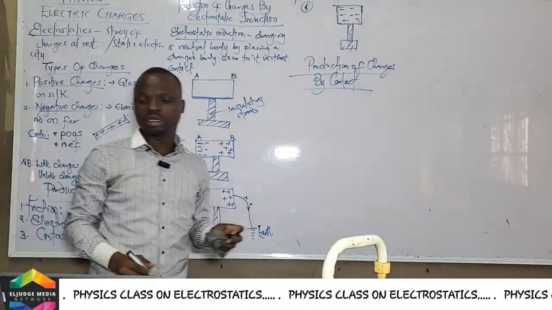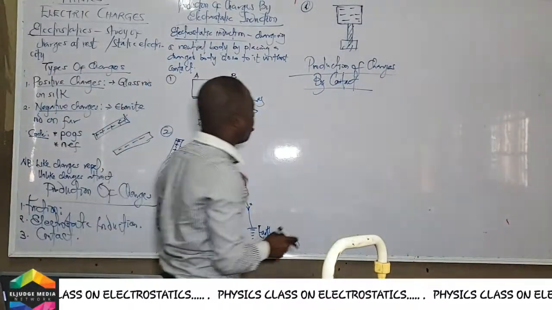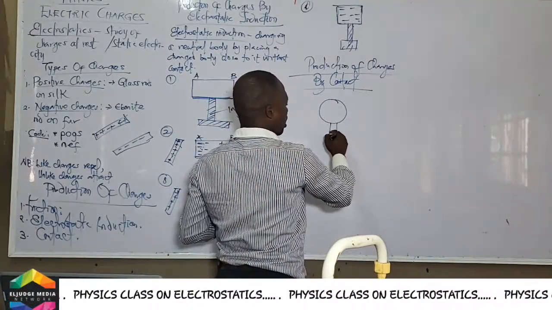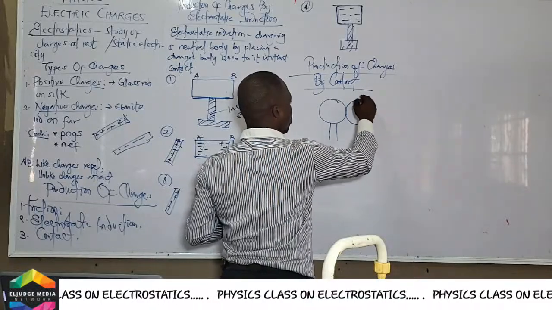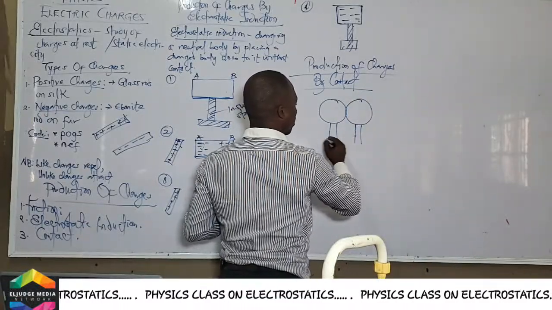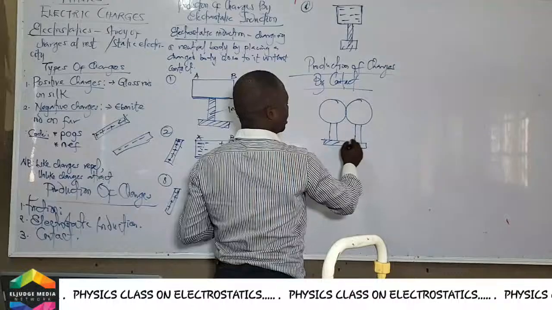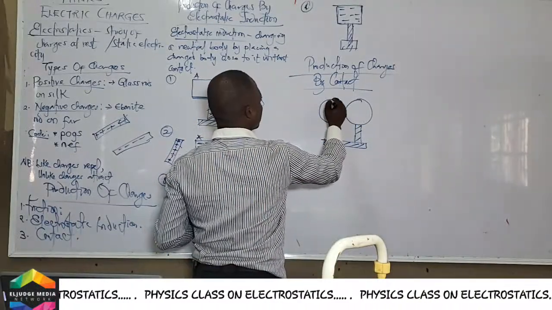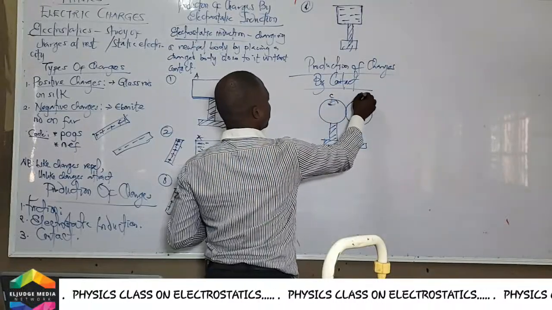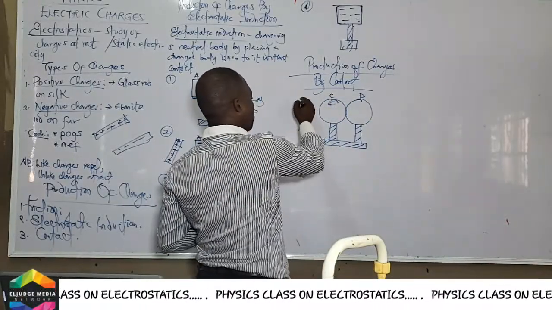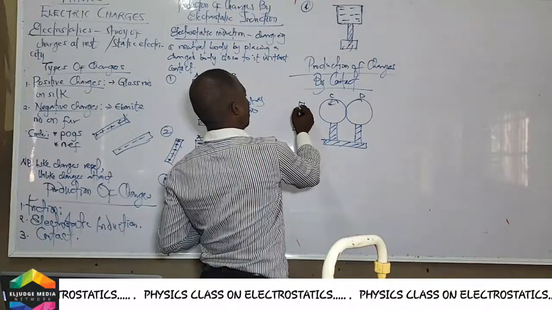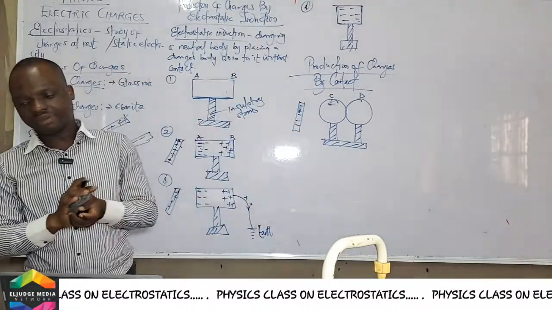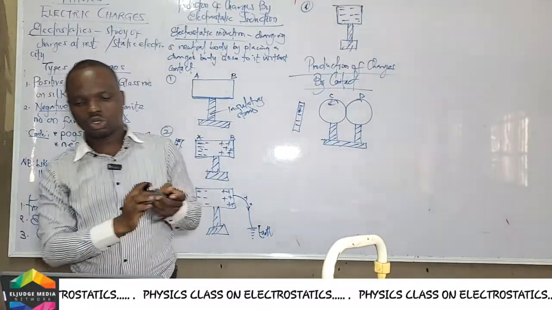Production of body charges by contact. It's almost the same way, but you have two bodies, two conductors, in contact with each other. This is the insulating stand. These are the conductors. Let's say this is conductor C, conductor D, and I'm bringing a negatively charged rod close to this.